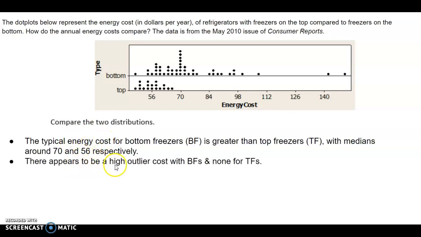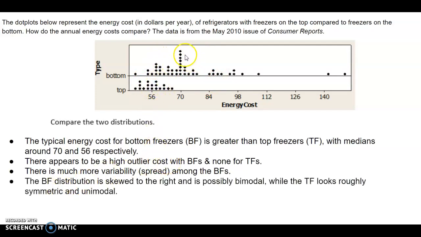The next one that I wrote about here was unusual features. So there appear to be high outliers with bottom freezers. There are no outliers for top freezers. There's much more variability. Variability is a word that we will use a lot more later this year, but it's a way to say spread. But you could have also just said the bottom freezers are much more spread out than top freezers, but we're talking about the spread here.